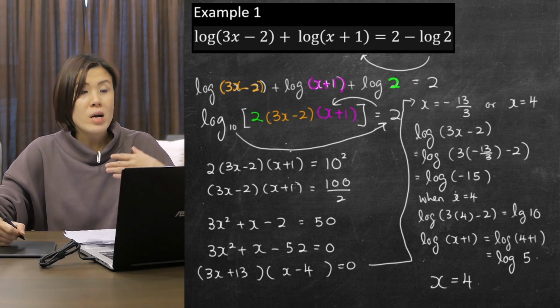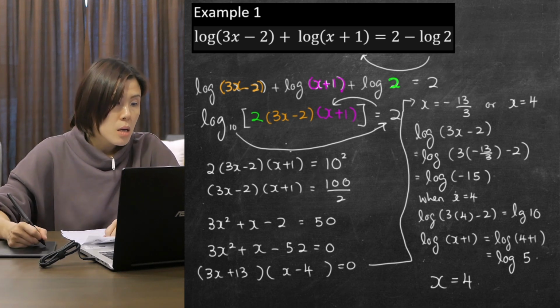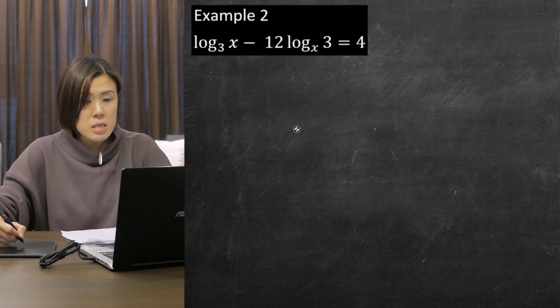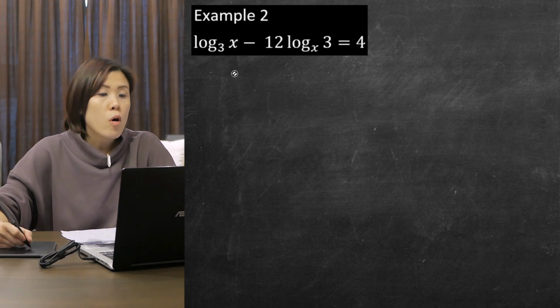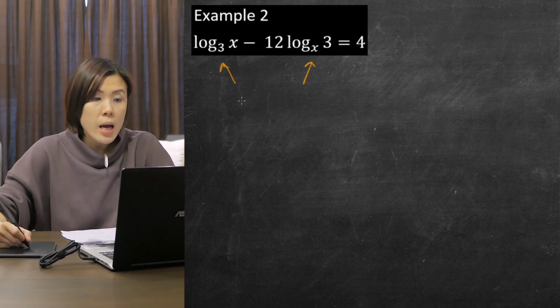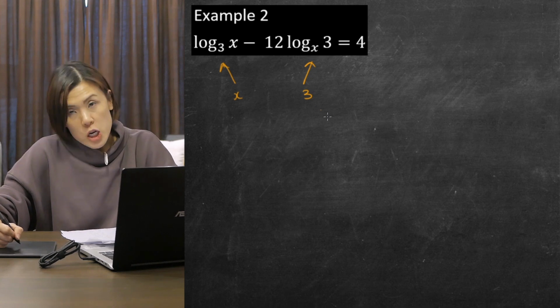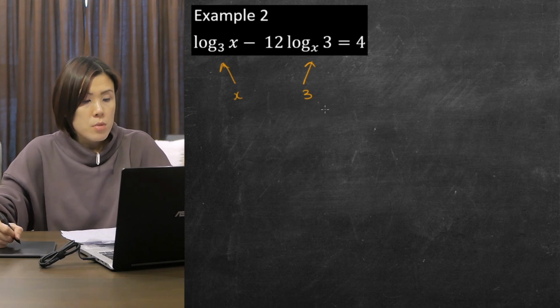Okay, next, I'm going to show you another example that involves logarithms with different bases. Okay, this is the equation. As you can see from here, the bases involved are base 3 and base x. So you can either change base 3 to base x or change base x to base 3. No matter which base you change to, so long as your working is done correctly, you will definitely get the same answer.